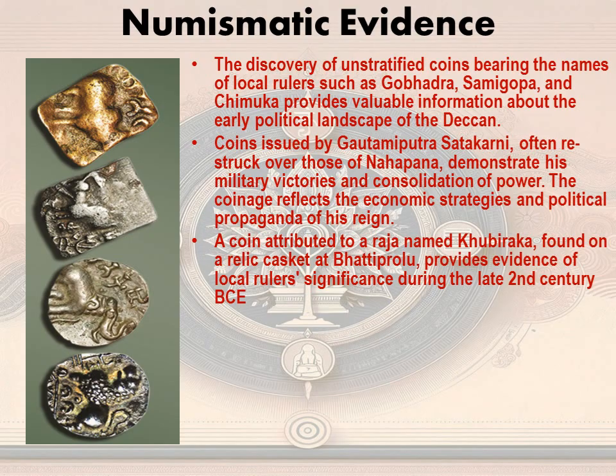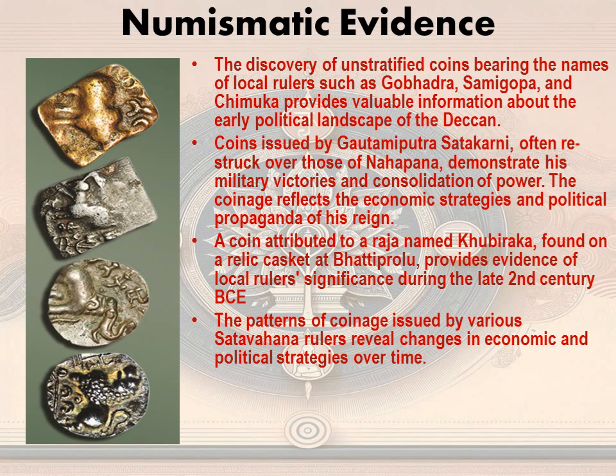A coin attributed to Raja named Kuvirakha, found on the relic casket at Bhattiprolu, provides evidence of local rulers' significance during the late 2nd century BC. So, during the late 2nd century BC, the local rulers were very much significant, and that can be known from the evidence at the relic casket in Bhattiprolu, where we get a Raja named Kuviraka.